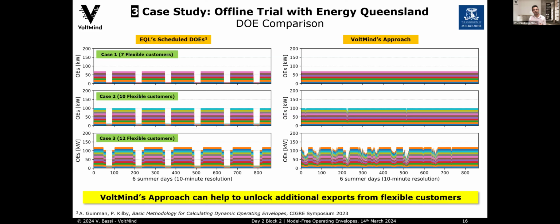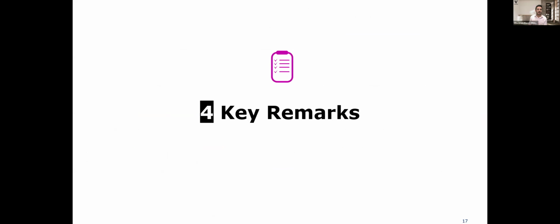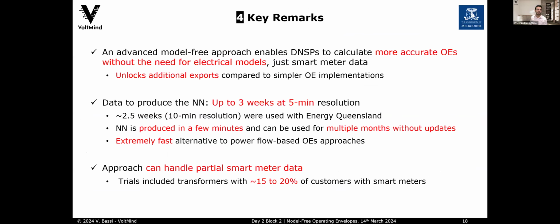The second one, at the right side of your screen, corresponds to our model-free approach, which we have been discussing throughout this presentation. We calculate DOEs for 3 scenarios, considering an increasing number of flexible customers in the corresponding low voltage network. Case 1, which is the upper row, considers 7 flexible customers. Case 2, the middle row, considers 10 flexible customers. And case 3, the lower row, considers 12 flexible customers. In all of them, we can observe that our model-free approach can help to unlock additional exports from flexible customers.